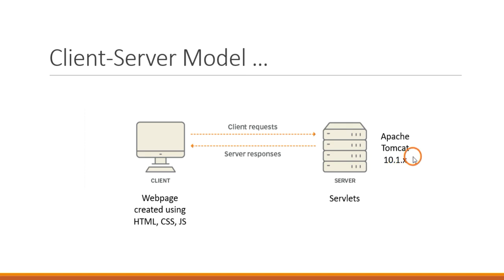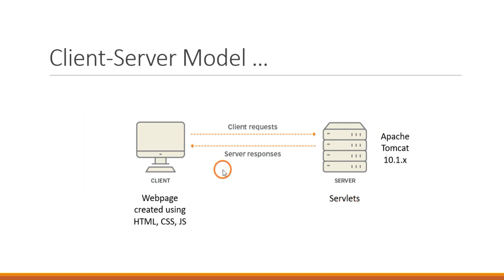One such server software which is Java related is the Apache Tomcat Server, and in our example, we are going to use version 10.1.x. This x can be anything, so we are using the 10.1 version of Apache Tomcat. Without this server, the technology cannot be supported. Only when you install this server is this technology supported.